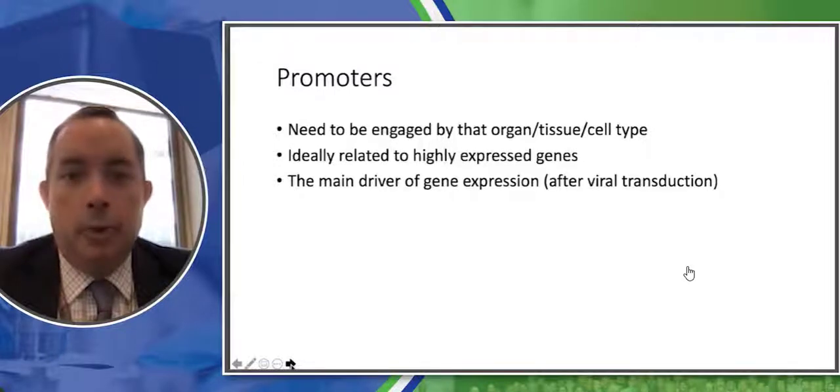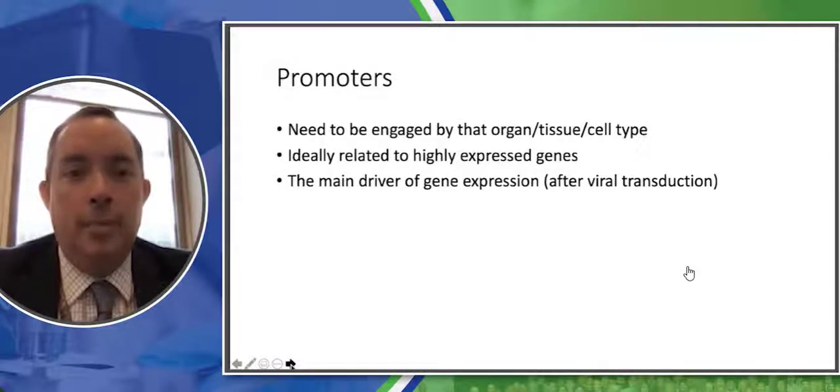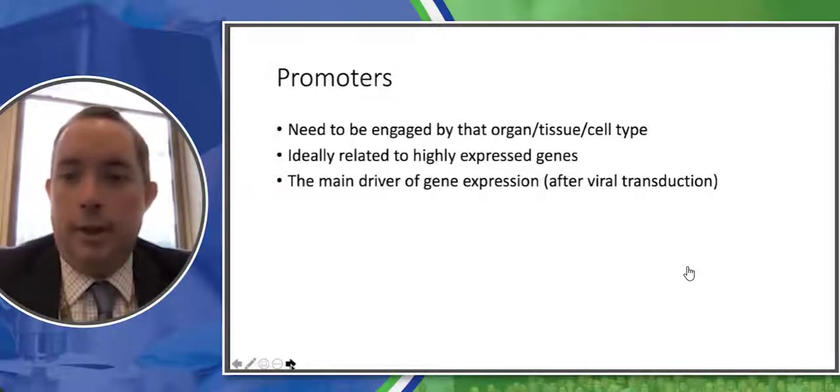We talked a little bit about the promoter. I'm not going to spend a lot of time on it, but you should just know that when you're getting a gene replacement therapy, people are thinking about a promoter that is turned on in the muscle, that gets to highly expressed genes, and it's really the main driver of gene expression. So the efficacy of the gene therapy depends on the ability of the virus to deliver the gene to the muscle and how well that promoter turns that gene on. So at the end of the day, those are two important levers we have to make for more effective gene therapy. Next slide.